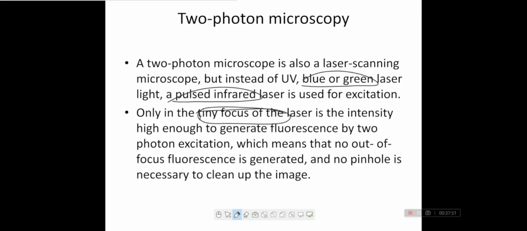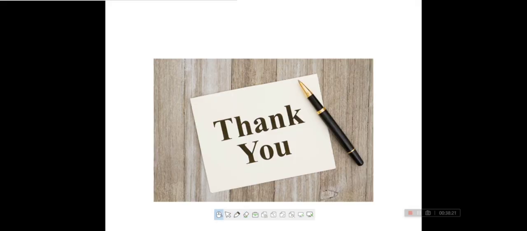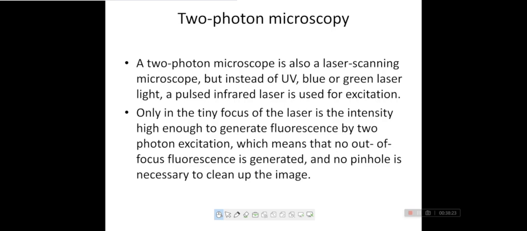Clear? In two-photon microscopy, a laser beam is used. Only in the tiny focus of the laser is the intensity high enough to generate fluorescence by two-photon excitation, which means that no out-of-focus fluorescence is generated and no pinhole is necessary to clean up the image. In two-photon microscopy, we see the object with the help of laser light.